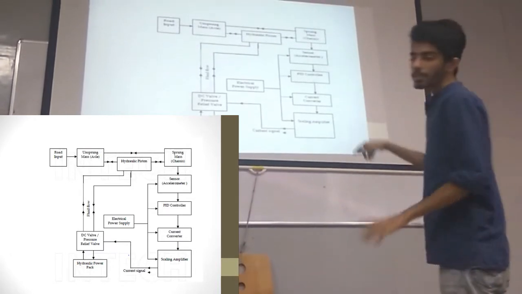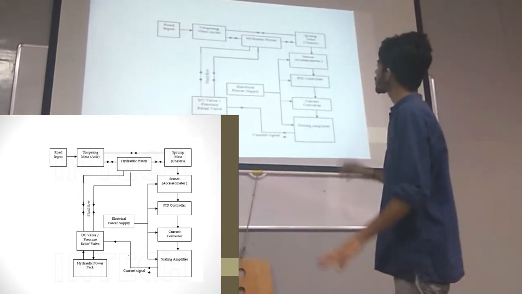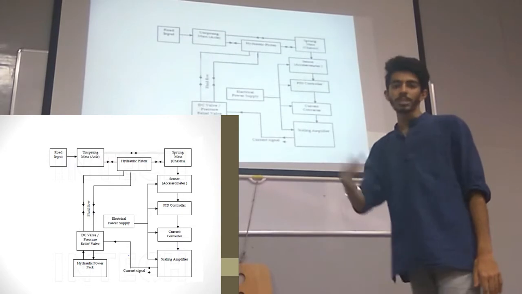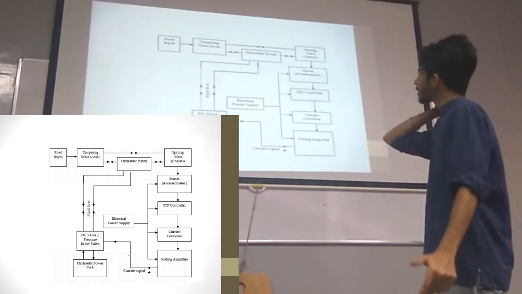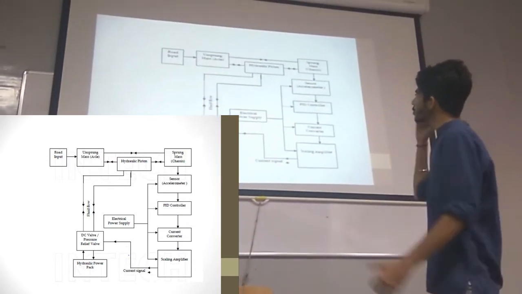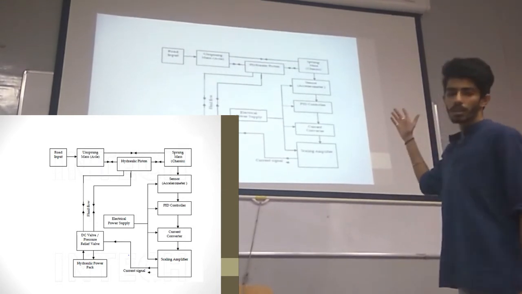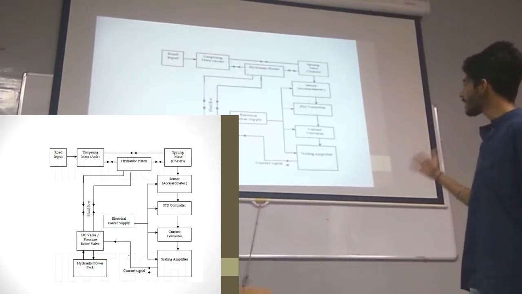This hydraulic piston sends the vibrations to the unsprung mass as well as the sprung mass, that is the chassis. From the chassis, the sensor, that is the accelerometer, senses this and sends it to the PID control, which converts the current and sends it to the scaling amplifier.